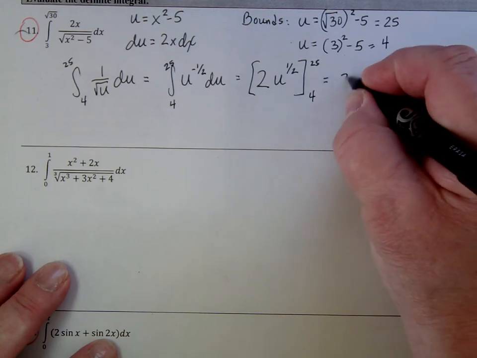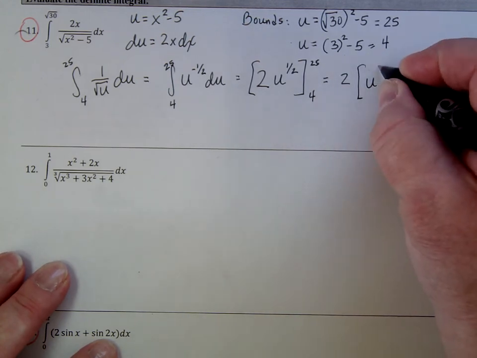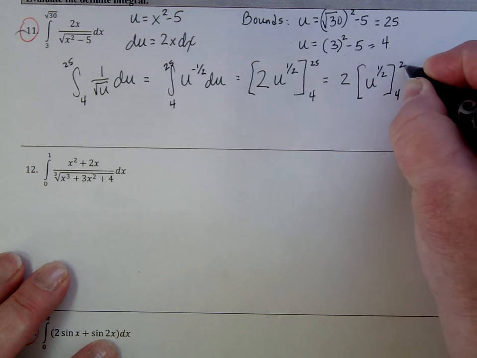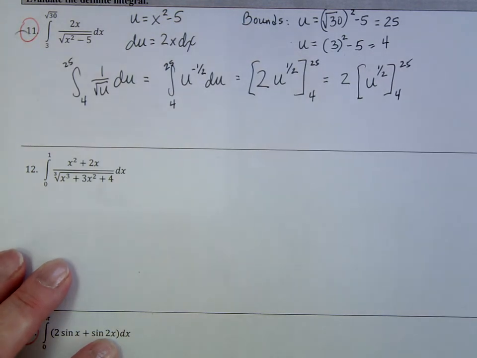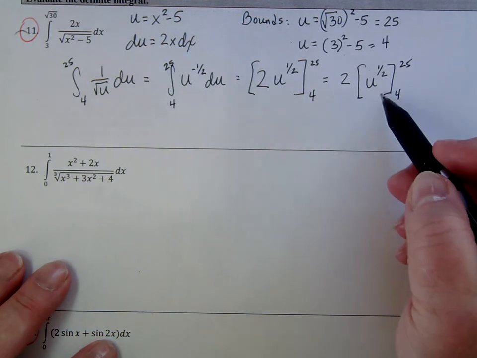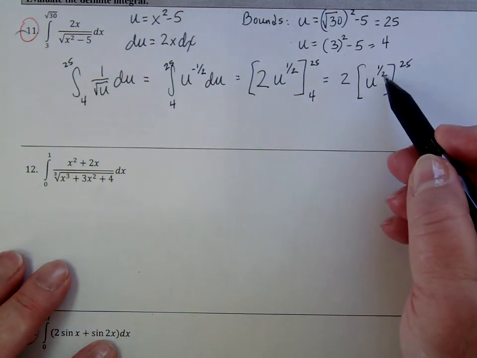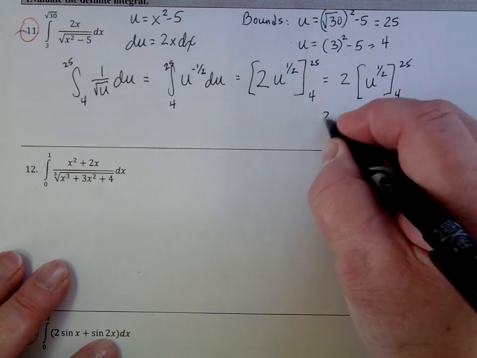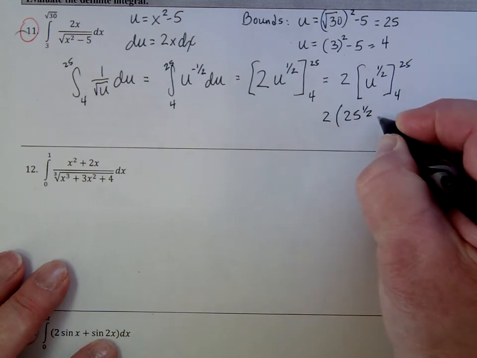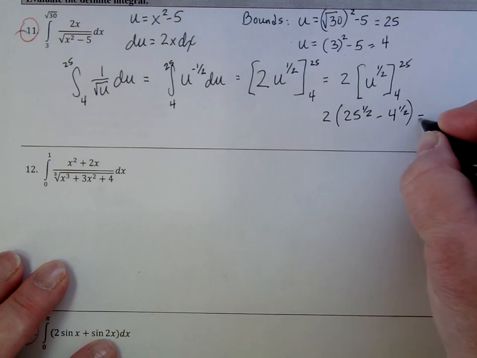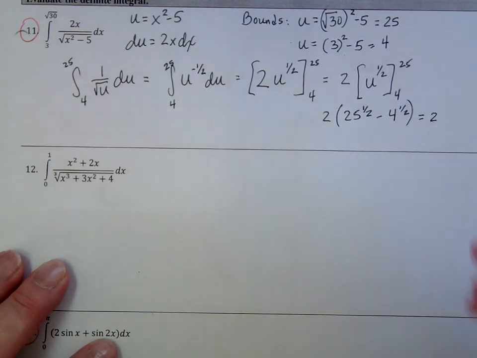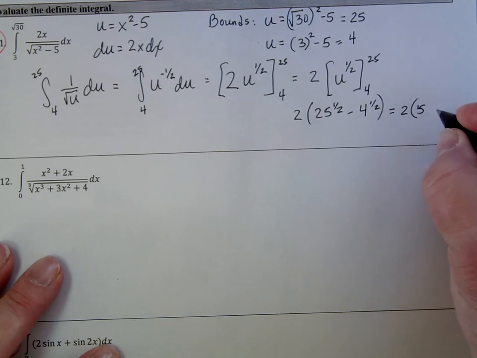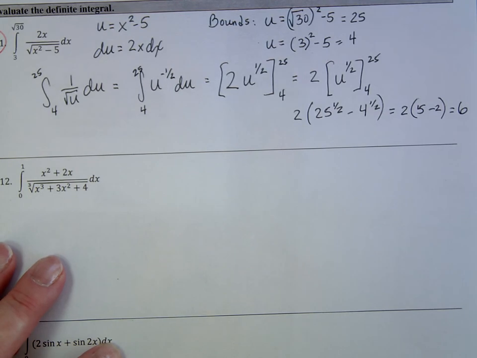You can take the 2 out if that makes your life a little happier. U to the 1/2, going from 4 to 25. Well, it turns out your bounds are really sweet, because this is 25 to the 1/2 minus 4 to the 1/2. The square root of 25 is 5, the square root of 4 is 2, and so 5 minus 2 is 3. And if I take 3 times 2, I get a final answer of 6. And that's that one.